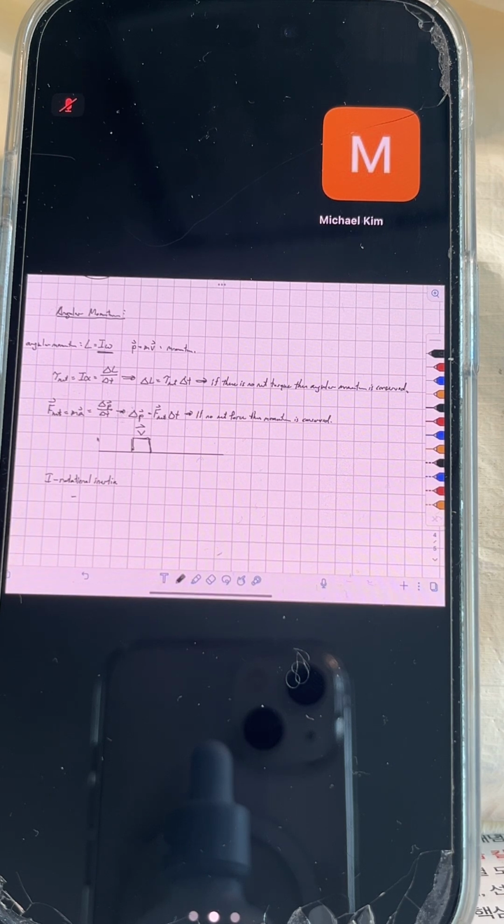And so the key thing here is we said that this depends on the mass and how the mass is distributed. In particular, we said that the farther the mass is from the axis of rotation, the greater the rotational inertia.